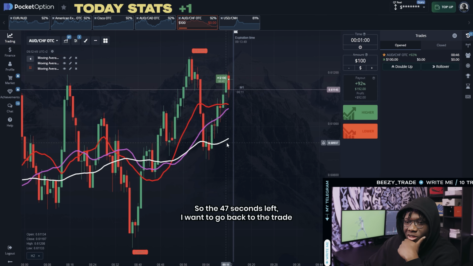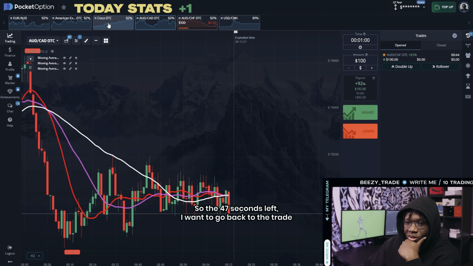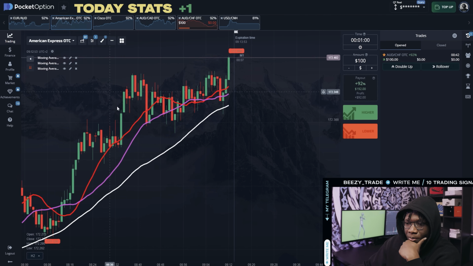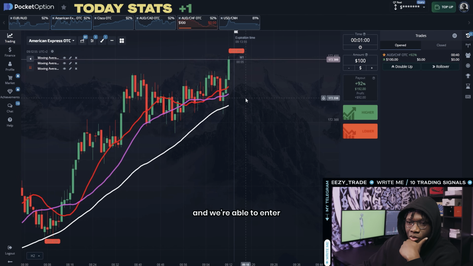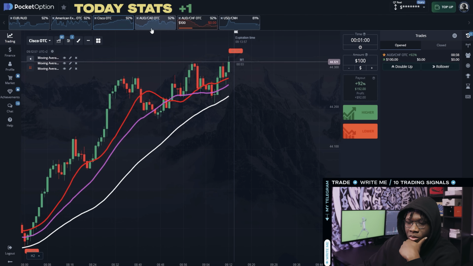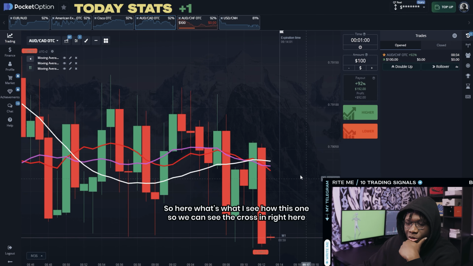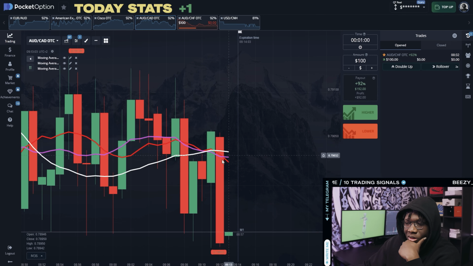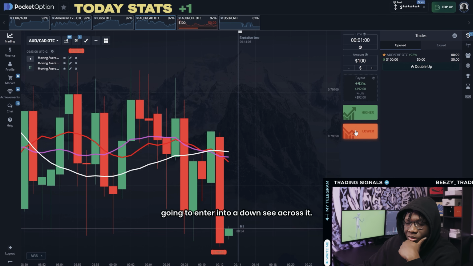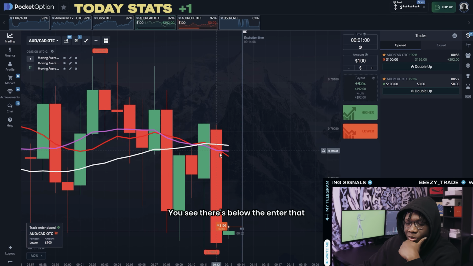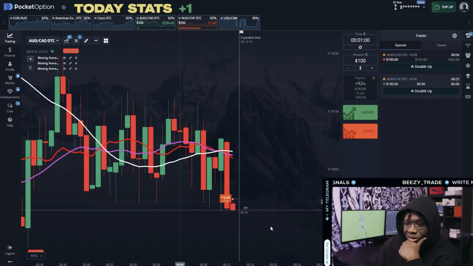So I've got 47 seconds left. I want to go back to the trade we were able to enter. Yes, so here, I just want to see how this market is. We can see the crossing right here. I'm going to enter into a down. See a crossing. You can see that it's below. We're able to enter that.